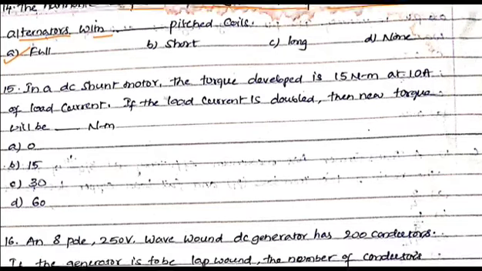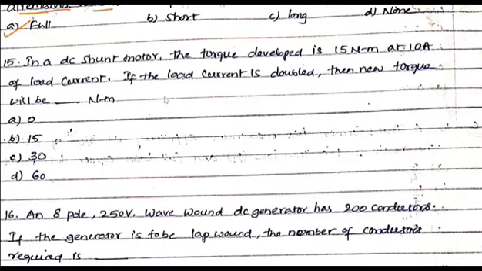Next one, in a DC shunt motor, the torque developed is 15 Newton meter at 10 amperes of load current. If the load current is doubled, the new torque will be. So simply here in the DC shunt motor, the torque is proportional to Ia only, right? Now, T2 by T1 is equal to Ia2 by Ia1, right? Ia1 here. Let me erase this one here.